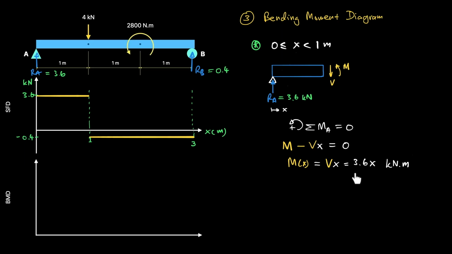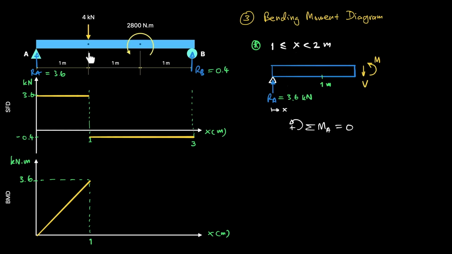And we can see from this equation, if x equals 0, M is 0, and if x is 1, M is 3.6 kilonewtons meter. Let's put this on the bending moment diagram. Again, don't forget to put the unit at both x and y axis. It starts from 0, and at x equals 1 meter, it goes linearly to 3.6. So this is our first graph for the first segment.